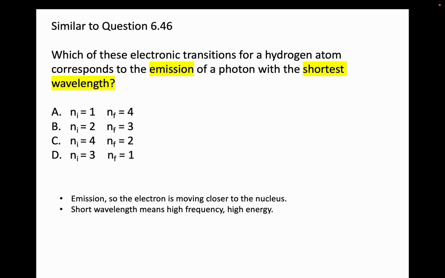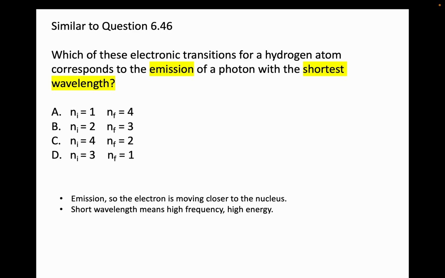Emission, that means the electron's moving from a higher energy state to a lower one. It's moving from farther away from the nucleus, closer to the nucleus. That's what leads to the emission of a photon. In terms of the energy, short wavelength means high frequency, which means higher energy.